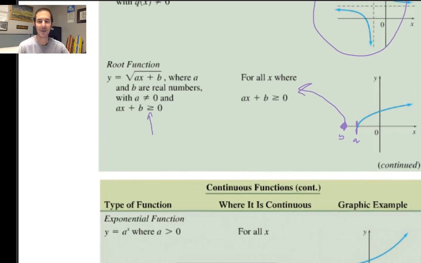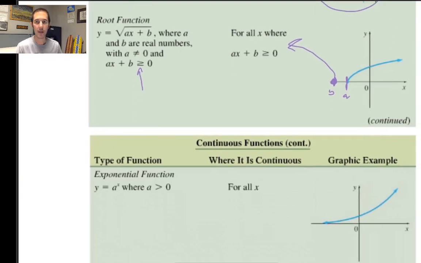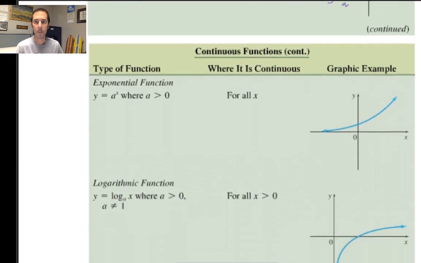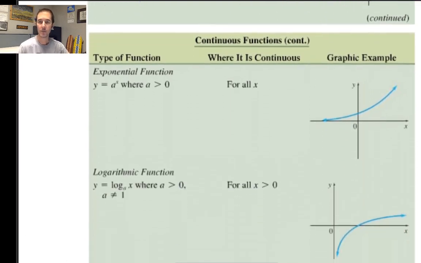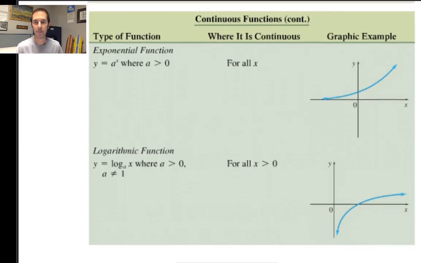This is a good indicator that it's continuous even at the end point, because we have the "or equal to" symbol there. So that would be a square bracket including the x coordinate at that end point. Exponential functions, where you have a number being raised to a variable power, are continuous for all x values.